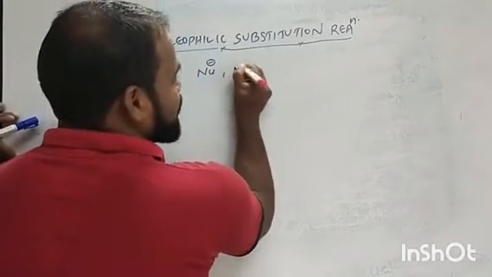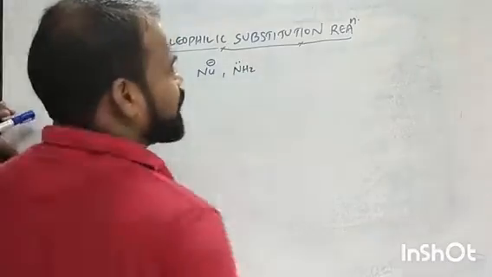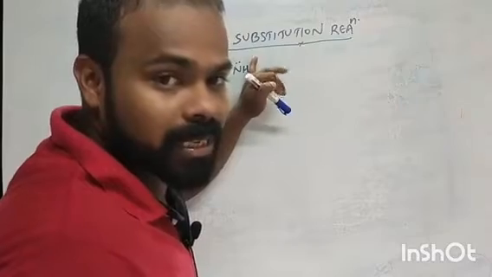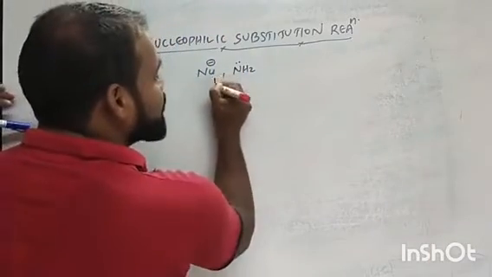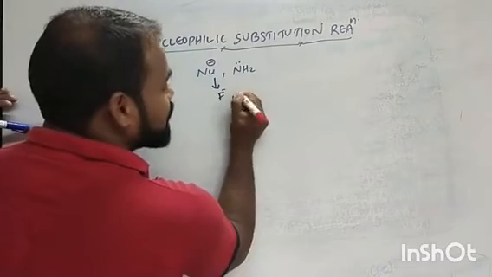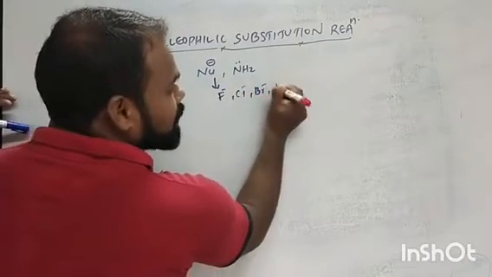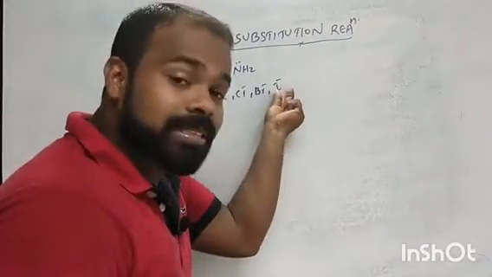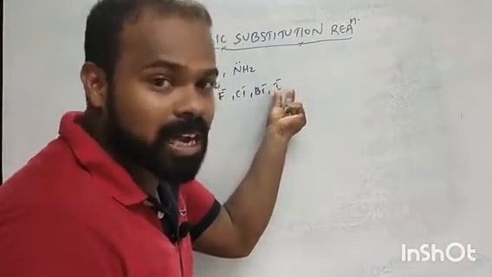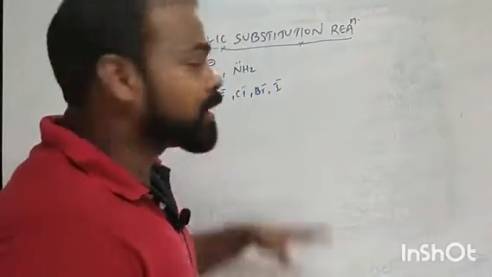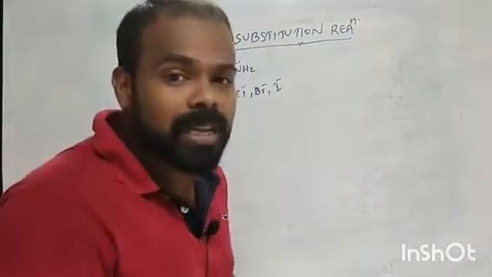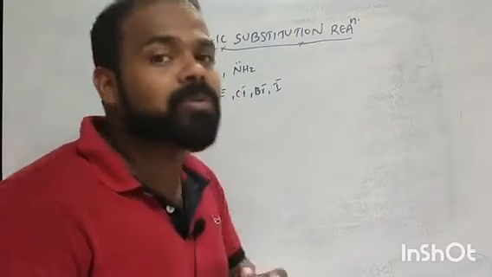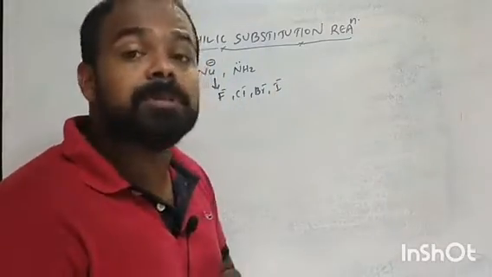For example, if I take NH2 here, there may be a charge, or there may be unpaired electrons. Some compounds have a charge. The best examples are F minus, Cl minus, Br minus, I minus, etc. This ion is negatively charged, and that negatively charged ion easily attracts the positively charged nucleus. Therefore, when a substitution occurs by the use of a nucleophile, that is called a nucleophilic substitution reaction.